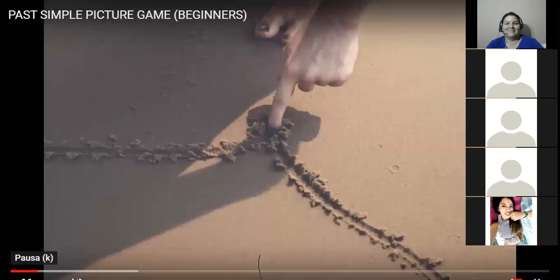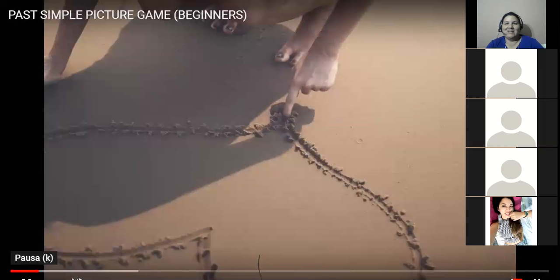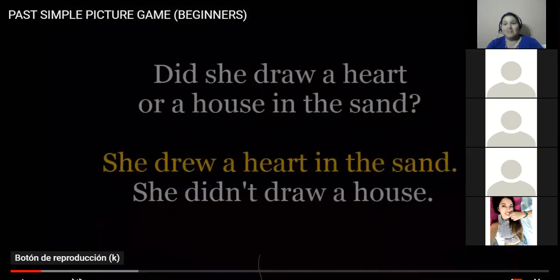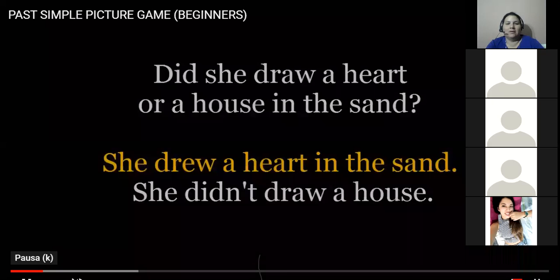You guys rock. So the answer is she drew a heart in the sand, because the same way we ask, the same way we answer, okay? She drew a heart in the sand, but she didn't draw a house. So whenever we use did as an auxiliary, our next verb will always be in the present, right? Right. Next one. Okay, good. Next one. Let's take a look. Try to guess.